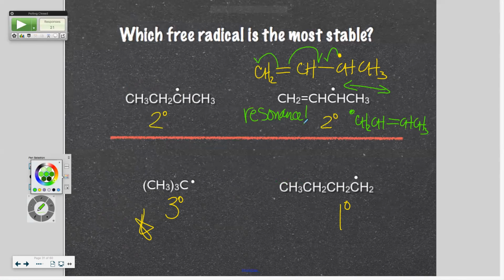So if you had this compound, I'll make it really far. That one does not have resonance stabilization, because it's too far away. You've got to be right there, right next to the double bond, to the free radical, in order to help stabilize it. The double bond has to be right next to it. Does that make sense?